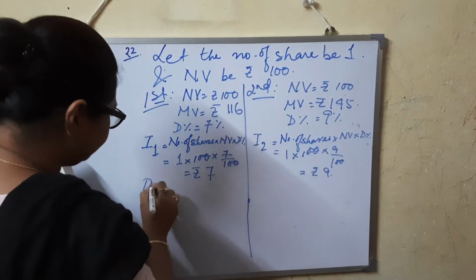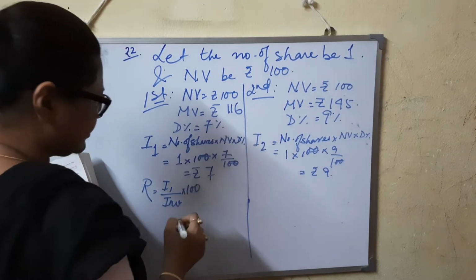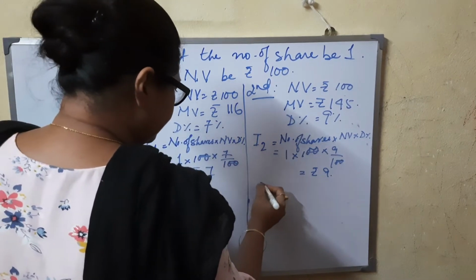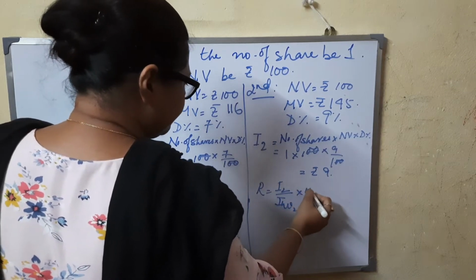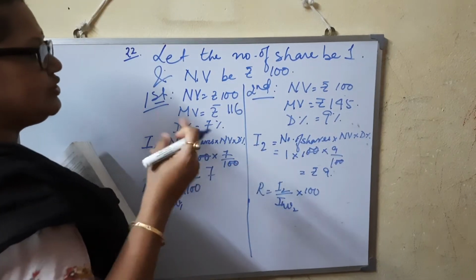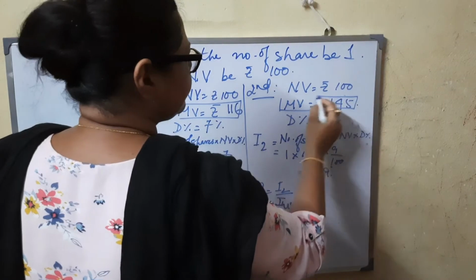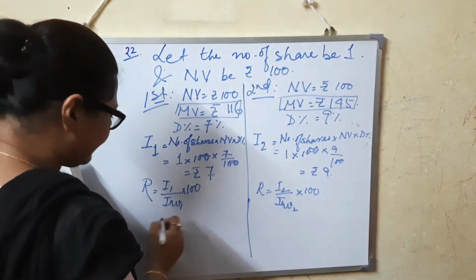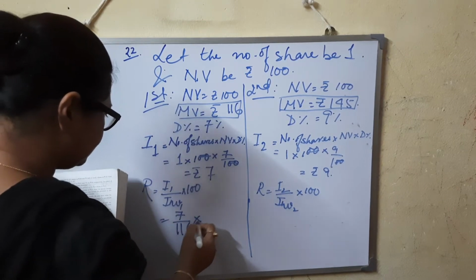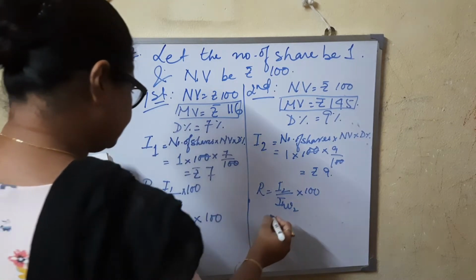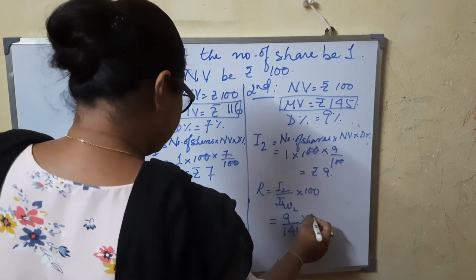Now the rate of return for this case will be income by investment into 100. Isn't it? Here also the same thing. Rate will be income by investment into 100. Now when the number of shares is only 1, our market value becomes our investment. Alright, so what do we have? 7 by 116 into 100. For this case, here we have 9 by 145 into 100.